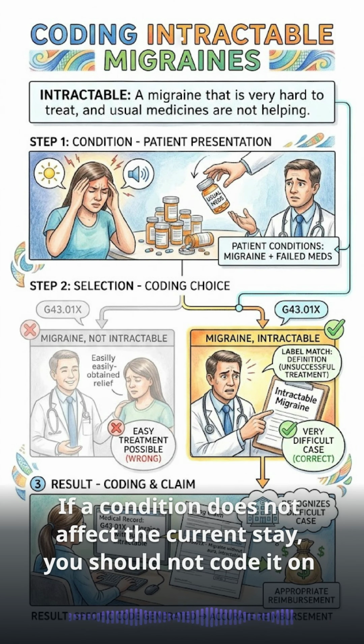A very big part of the test is coding guidelines, which change a little bit every single year. For the year 2026, we must pay close attention to new codes for infections and diseases. I want you to highlight your code books nicely, so you can find answers fast during the exam. Remember that coding is like solving a fun puzzle, where you match doctor words to specific number codes.